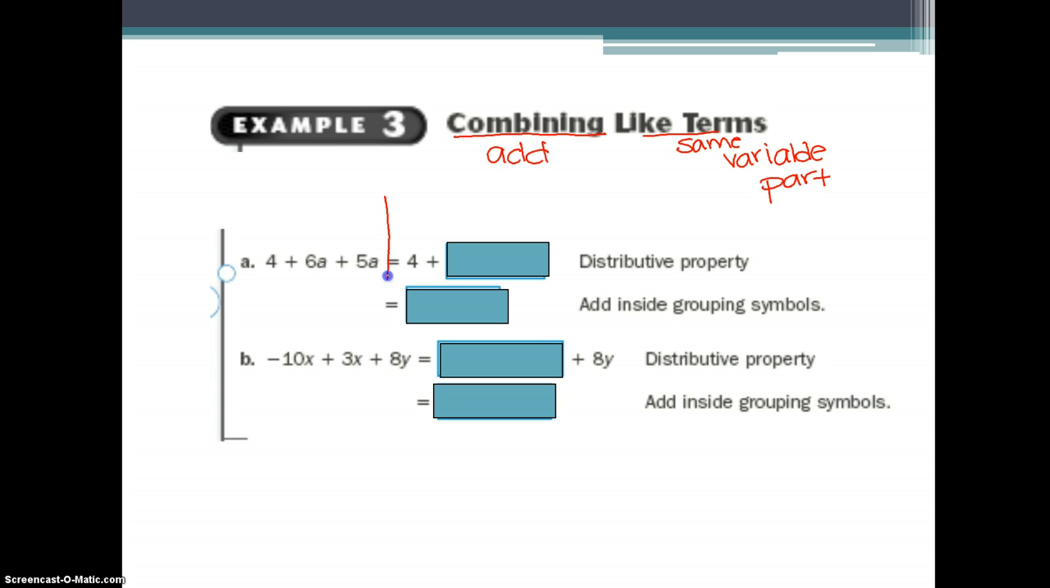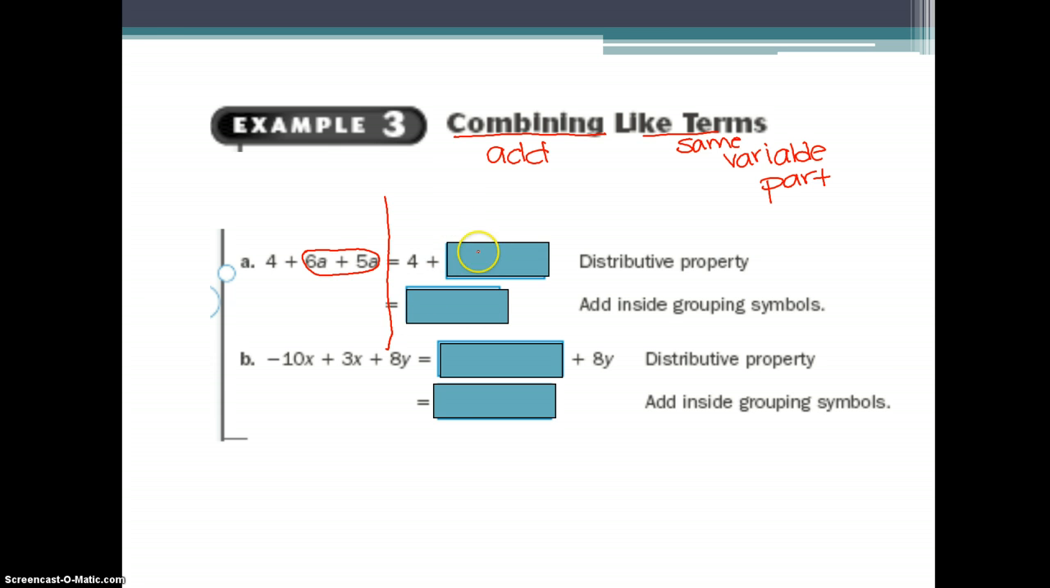Part A, separate the sides. This is the problem, the right side is the solution. Well, I have a 4, 6a, 5a. These two both have a's, so I'm going to circle them. That's what I can add together. Now, they're going to use the distributive property to show you how to do this.